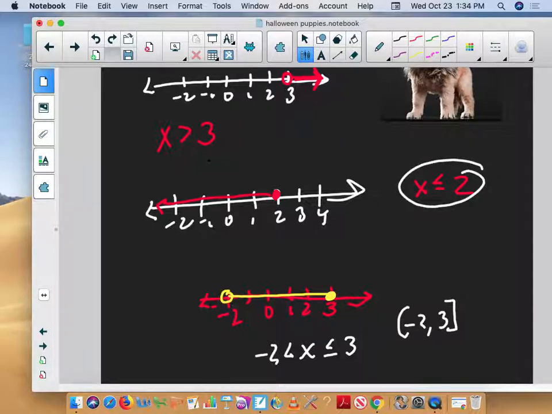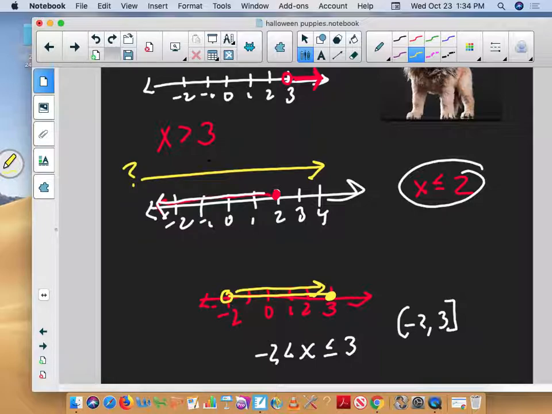Look at this one, girls. X is less than 2. It's going like this. Girls, you really want to watch this. You always do interval notation from left to right. Okay? Just like I did this one from -2 to 3. Where in the world is this one coming from? What's down there? It's going this way and it ends at 2 and doesn't go any further. What's back there?